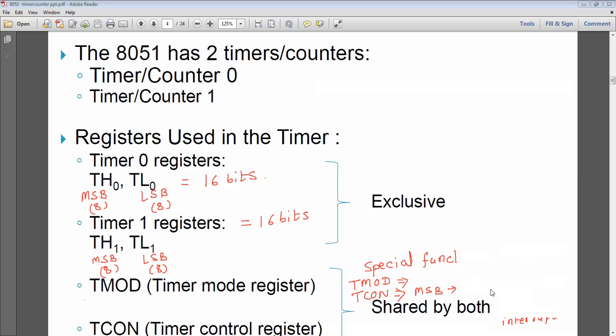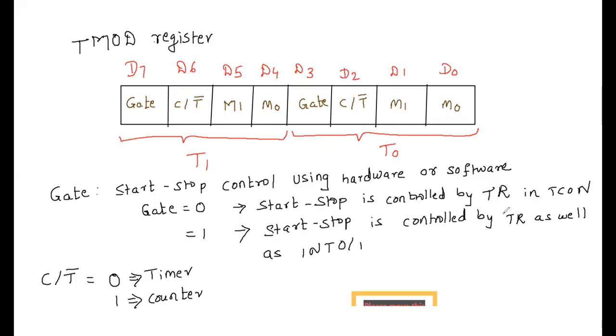Now let us see the TMOD register and its bit pattern and the working of every bit inside the TMOD. As you see here, I have shown the TMOD register's bit pattern.